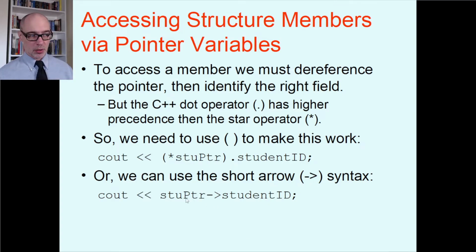So if I have a pointer called stuPointer, and that type of thing has members called student ID, I can write down stuPointer arrow student ID. And that arrow does both of those jobs. It dereferences the pointer, right? Goes to that memory location, and then it digs into that particular member field, right?